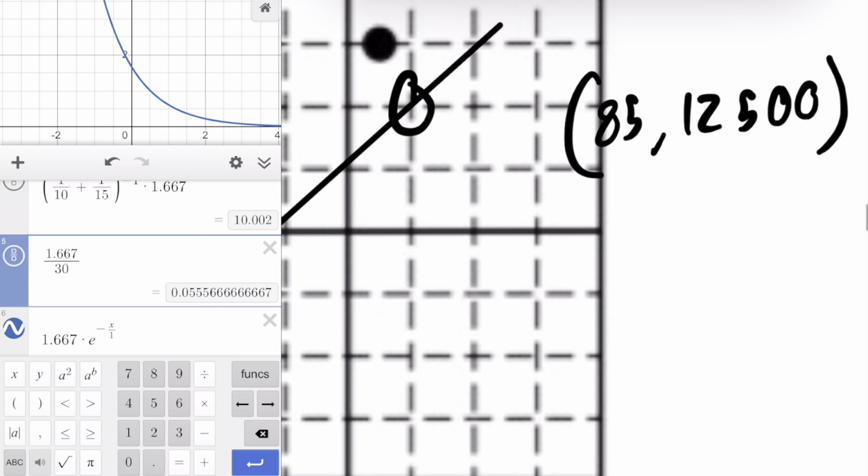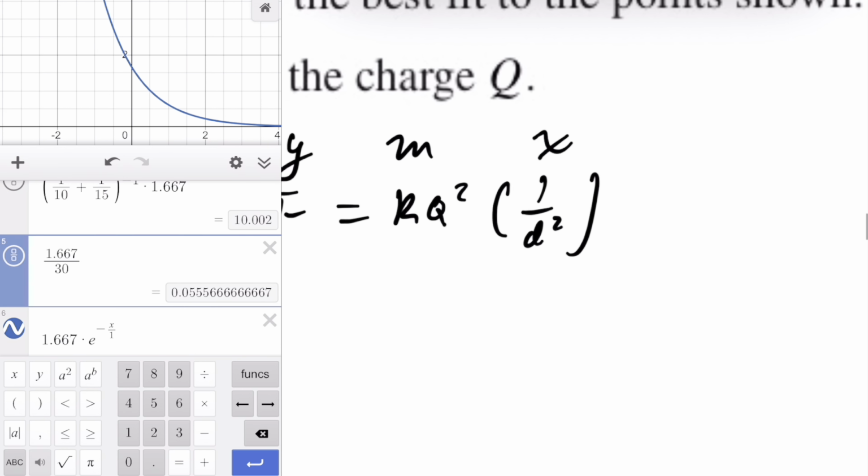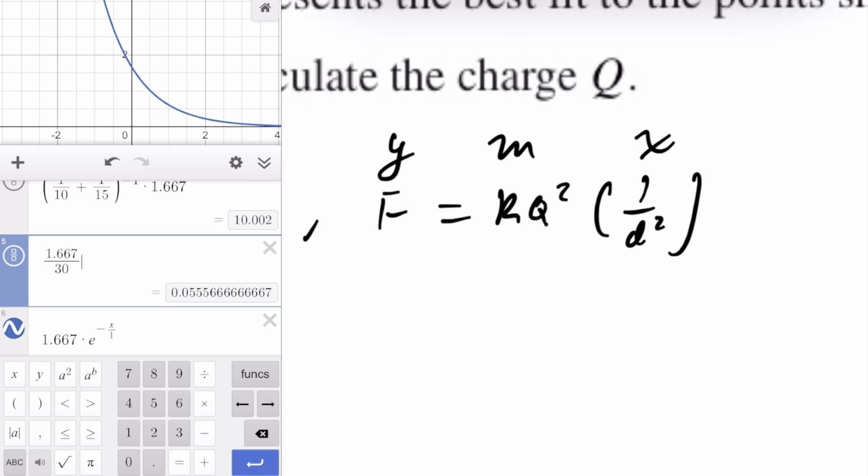So there's our data points. And I'm going to realize that since this is in y equals mx plus b, because this is the dependent variable, this is the independent variable, this is the slope. So we're going to write our boundary. We're going to write our statement. KQ squared has to equal slope.